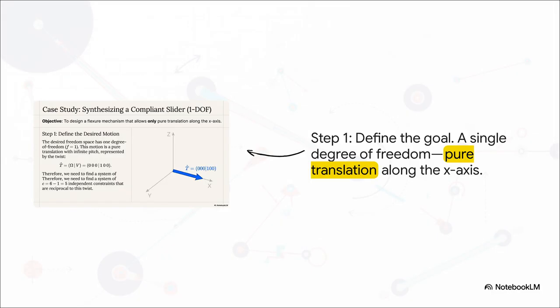We want a mechanism with exactly 1 degree of freedom, pure translation, just along the x-axis. No wiggling, no rotating, nothing else, just sliding. Now, in our 3D world, there are 6 total ways something can move. So if we want to allow just one, that means we have to restrict the other 5. So our puzzle is to find 5 independent constraints to make this happen.